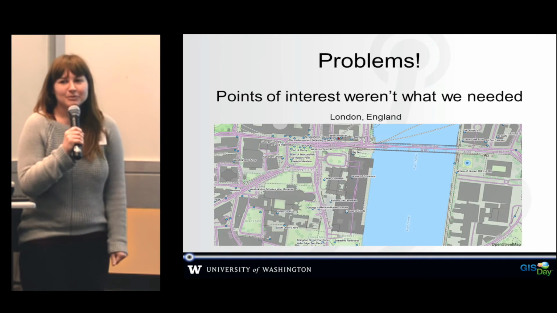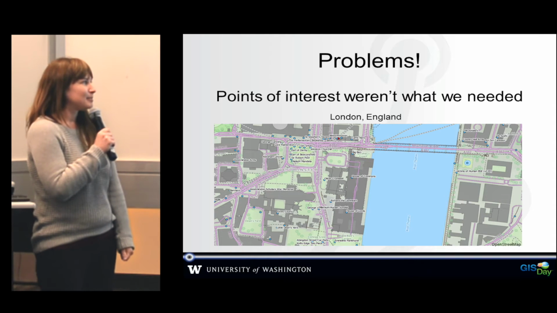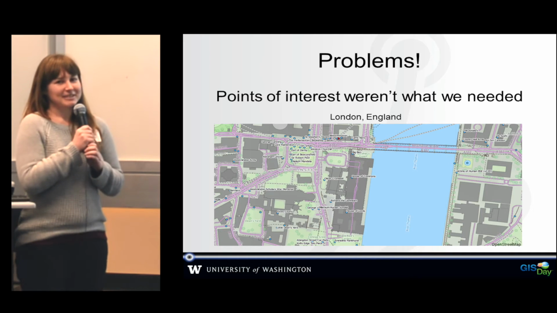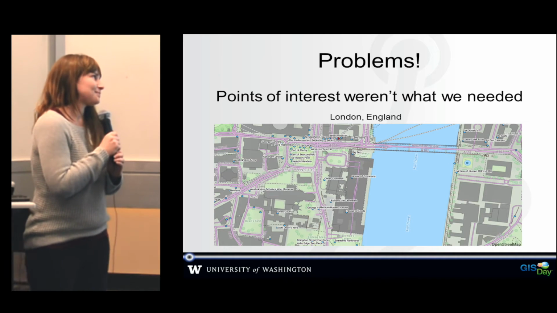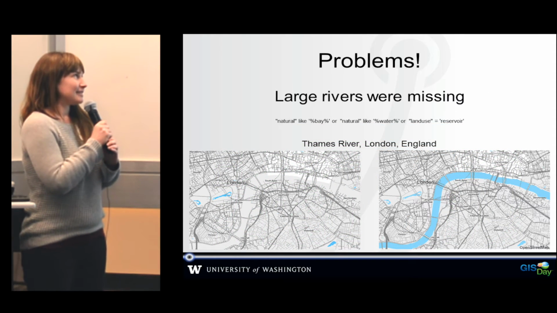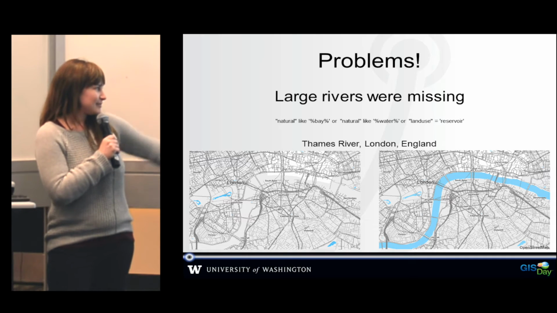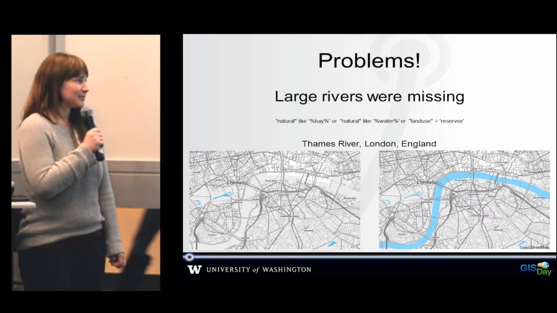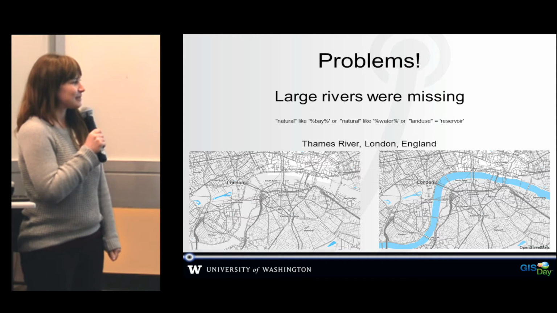Our points of interest were really hard to pick out what we wanted because they contained things from Big Ben to Starbucks, and no matter what we did to our queries, we couldn't get just big tourist attractions. We also found out our large rivers were missing. We pulled out all these puddles, lots of lakes and such, but we were missing really important rivers, such as the Thames River in London, England. So had to adjust our queries again.